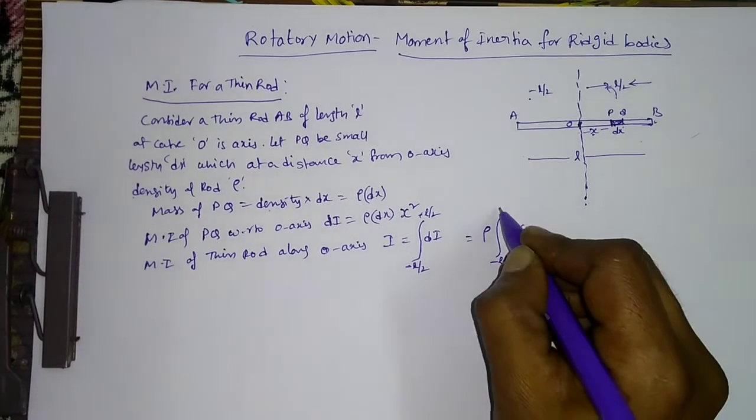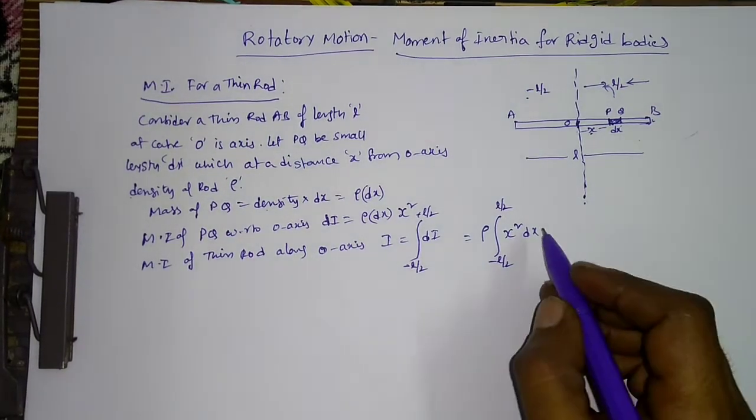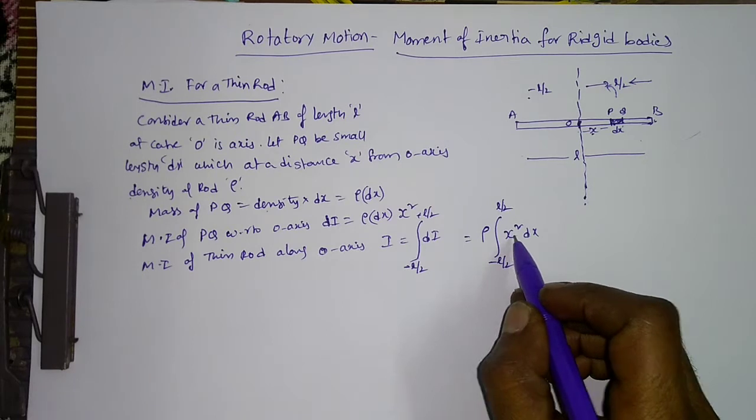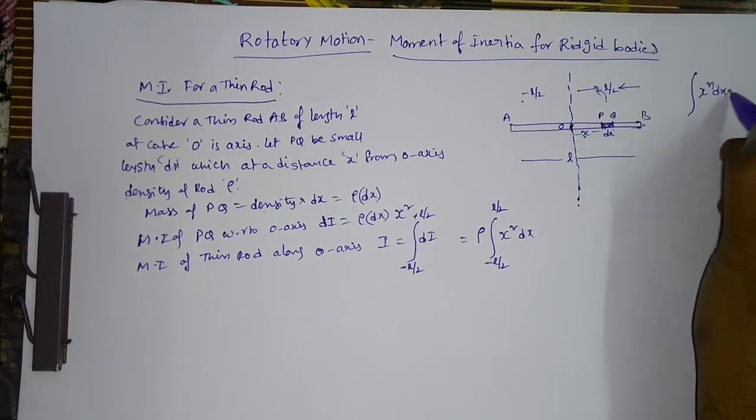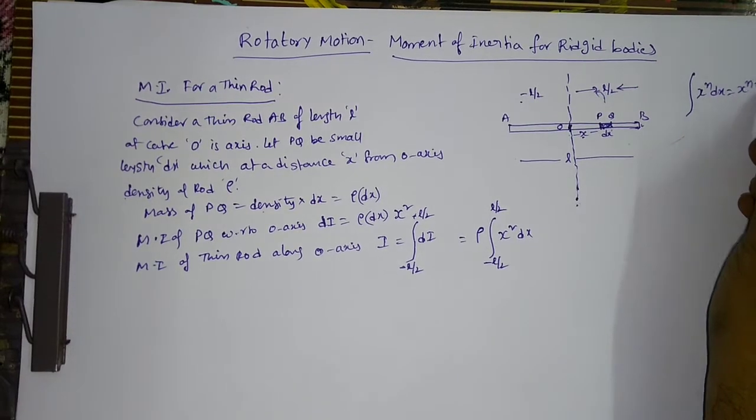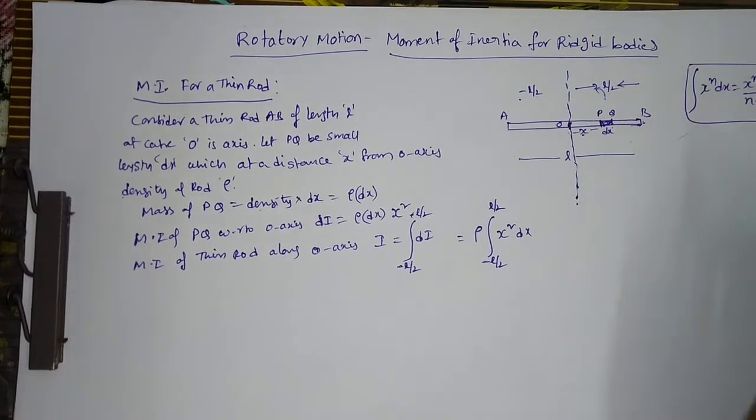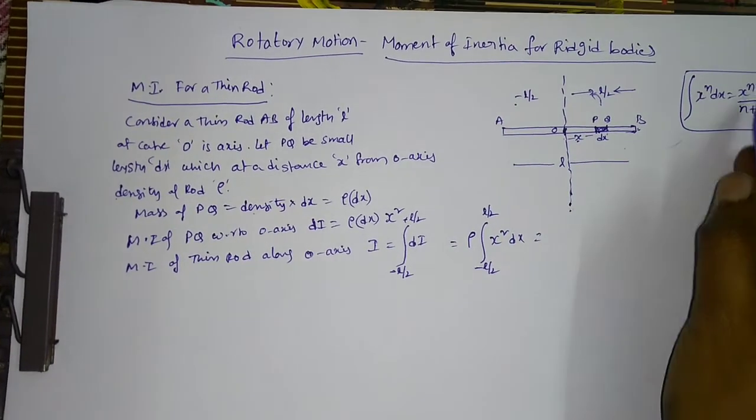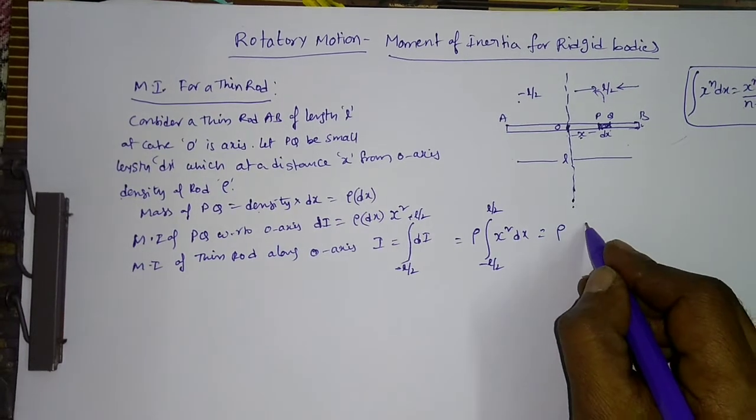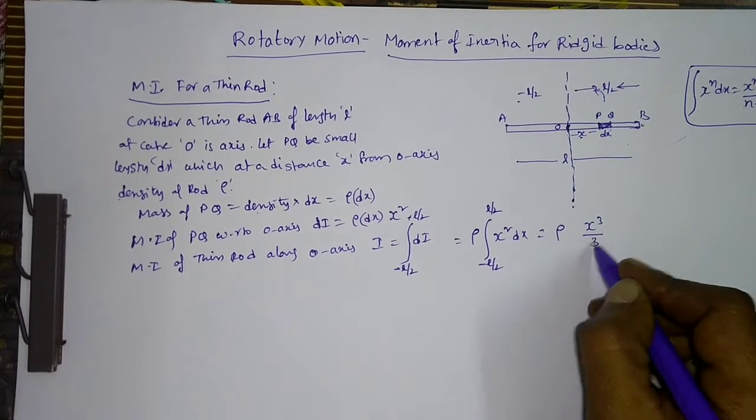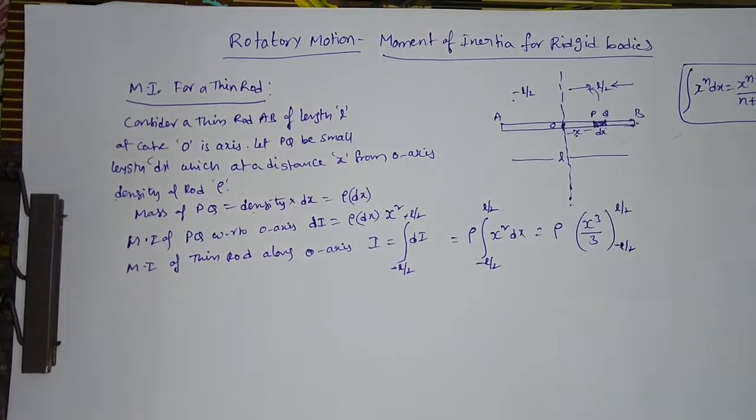Limits minus L by 2 to plus L by 2 are the limits. As we know, the formula you have to remember is that the integration of x power n dx is equal to x power n plus 1 by n plus 1. This is the formula, you have to remember this. So for x square, that is 2 plus 1 by 2 plus 1, you will get rho x cube by 3 from limits minus L by 2 to plus L by 2.